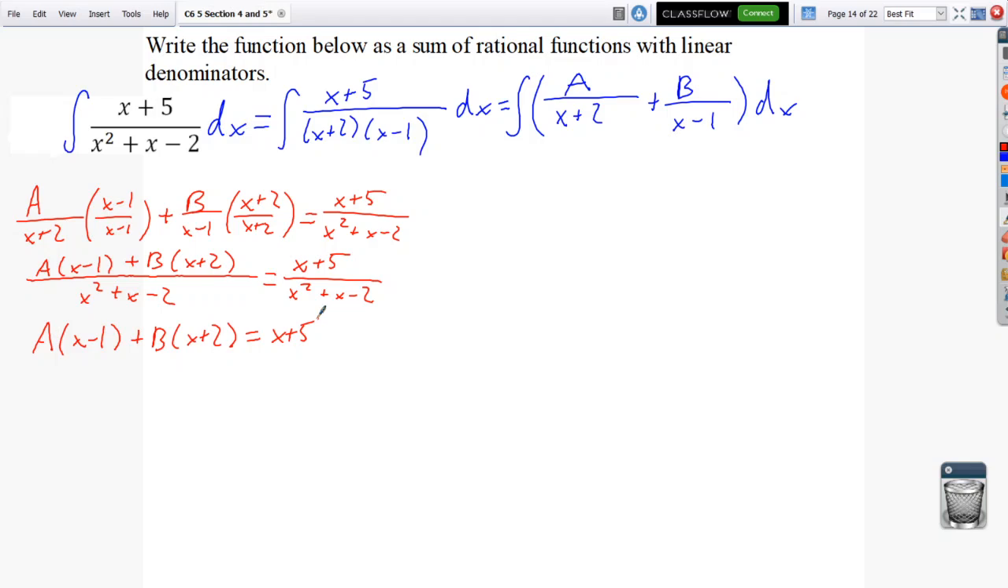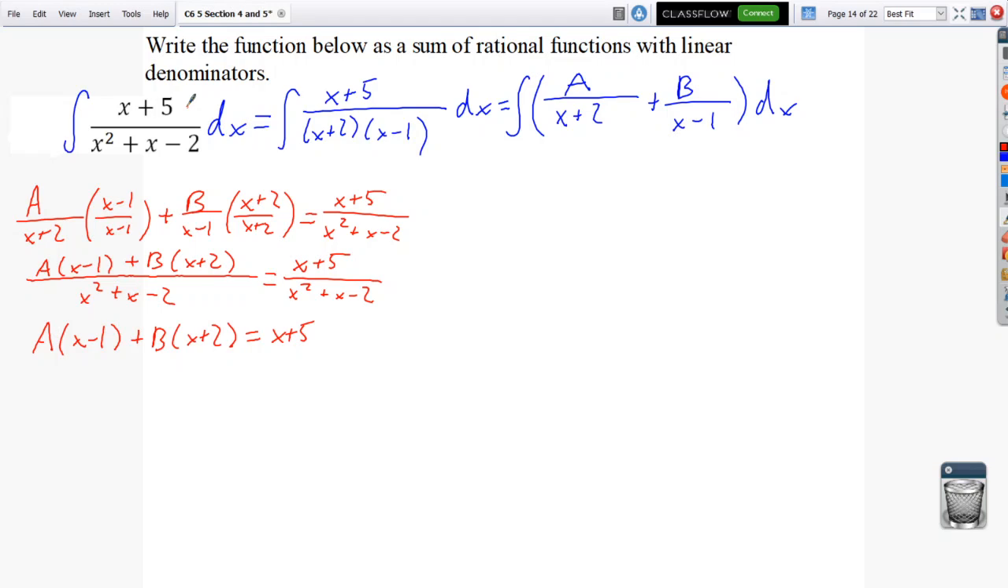Just to run you through how I do that from this work up here, I do A times the other one plus B times the other one is equal to the original numerator. All right? Now my step is, how do I figure out what A and B are? To figure out what A and B are, I use something called the Heaviside cover-up method.